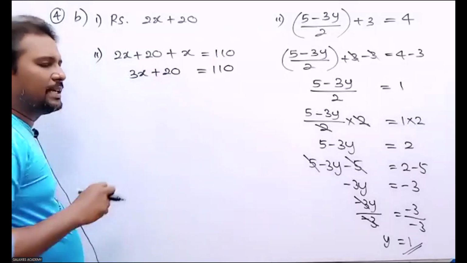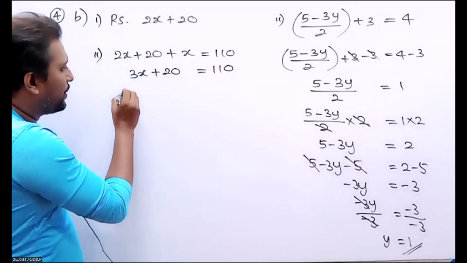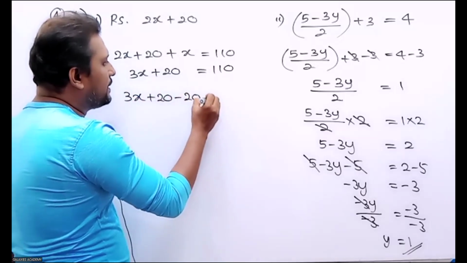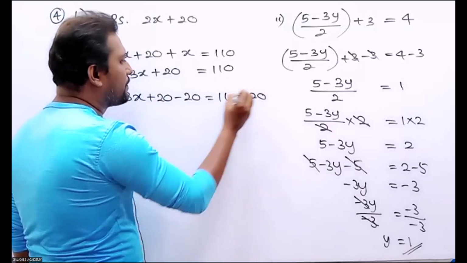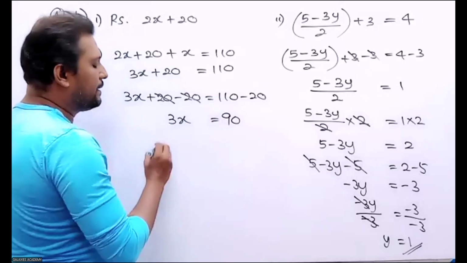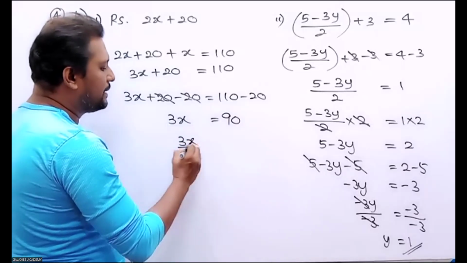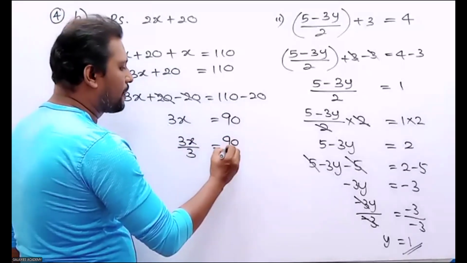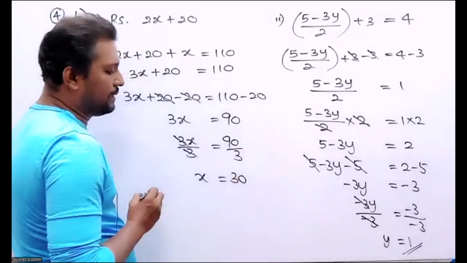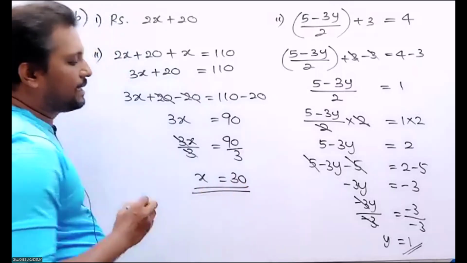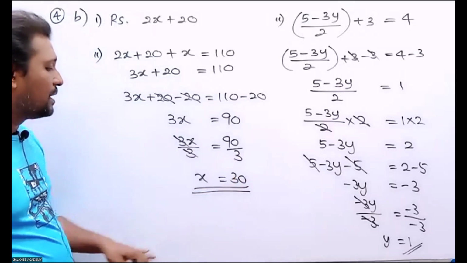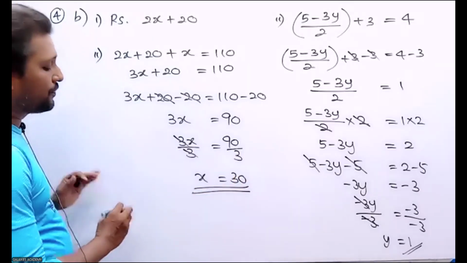Then this plus 20 you can remove from this side. To remove it, both sides you have to put minus 20. Then 3x equal 90. Both sides you can divide by 3. Then x equal 30. Right? x equal 30. So separately you have to write how much both of these persons have.